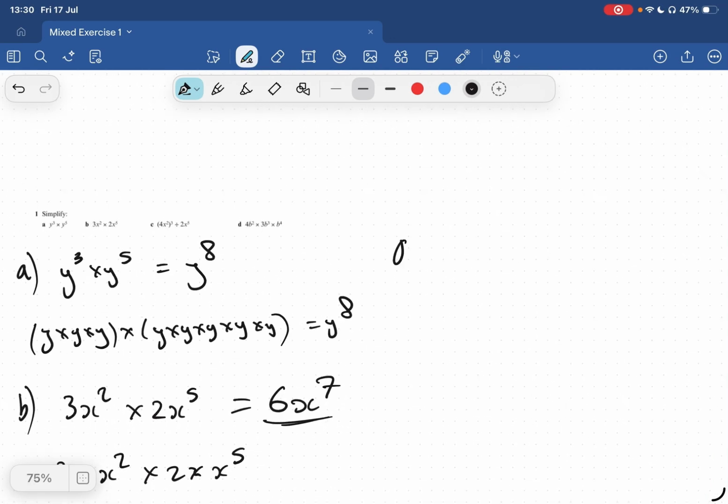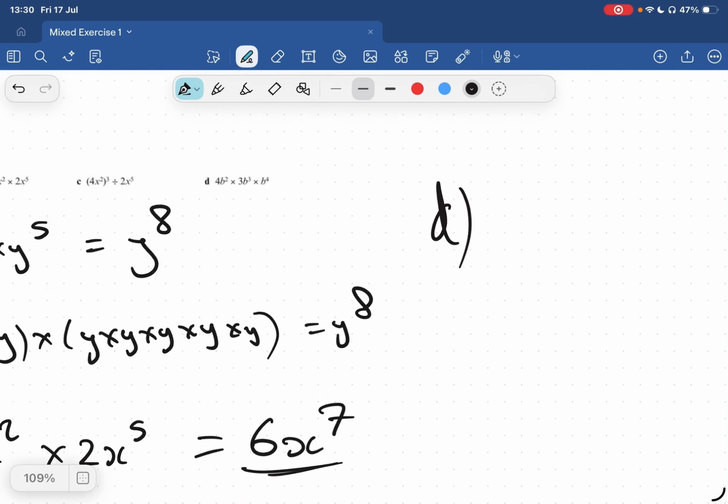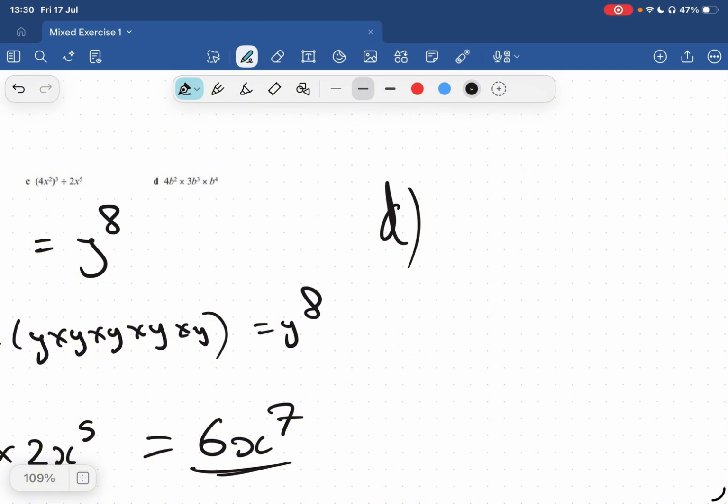Now part D. We've got 4b squared times 4b cubed times b to the 4. First I'm going to look at the numbers. I'm not even going to write it out again. I know I've got 4 times 4 times the 1, we've got 16. And then b's, we've got b squared times b cubed, b to the 5, times b to the 4, b to the 9, because we're just adding these numbers. 2 plus 3, 5 plus 4, 9. 16b to the 9.